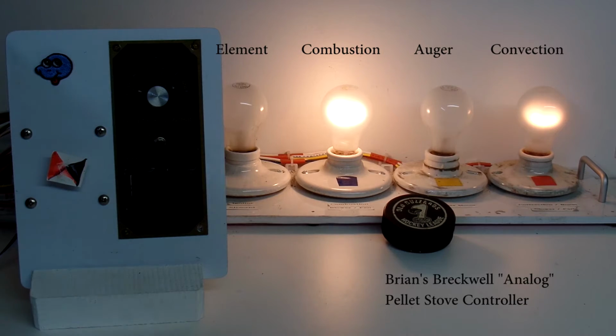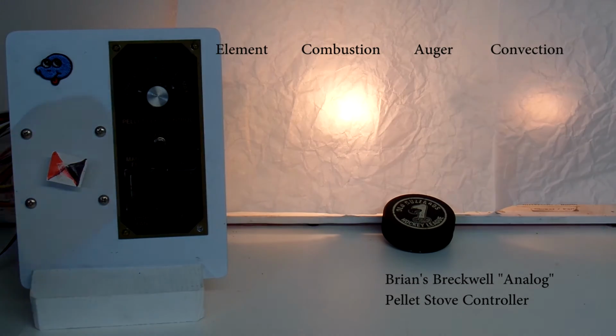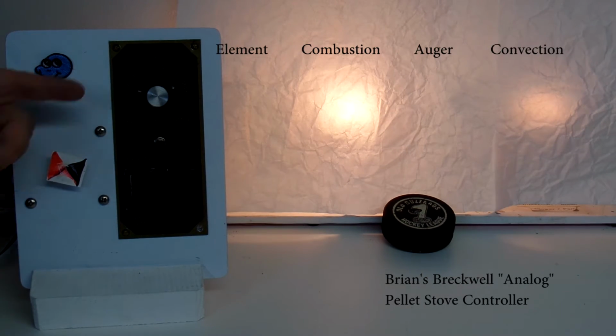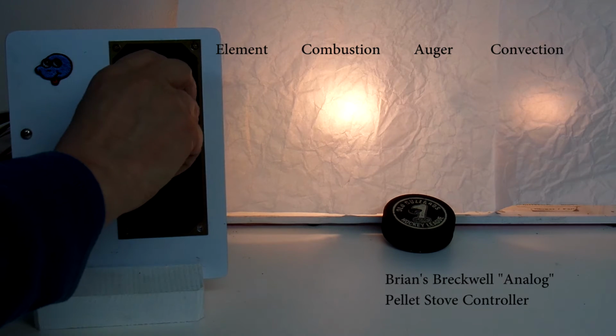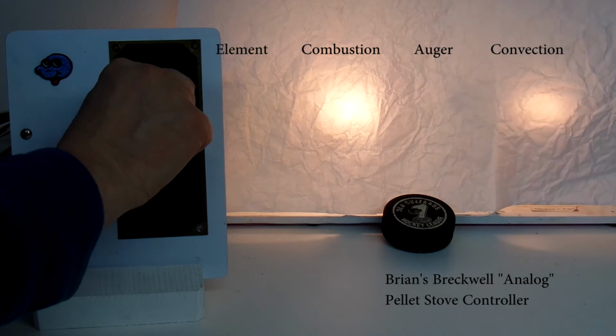The next thing I'll do is put a shade in front of the light bulbs to protect the camera from seeing too much light and going dark on me. So we're currently in low mode, and we see that the intensity of the convection or room fan light is low. As I rotate through the switch, we notice that the intensity of the light bulb goes up and down depending on where I'm positioning the switch.